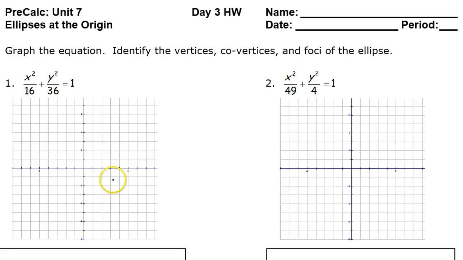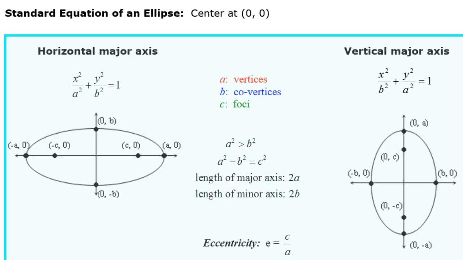In this video, I will show you how to graph an ellipse that is centered at the origin. Along the way, we will identify the vertices, the co-vertices, and the foci of the ellipse. Here are the notes giving you the details on the standard equation of an ellipse that is centered at the origin, (0, 0). And so these are the main two equations that you need to pay attention to.